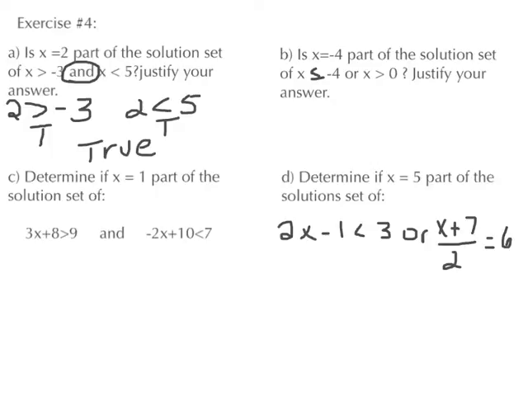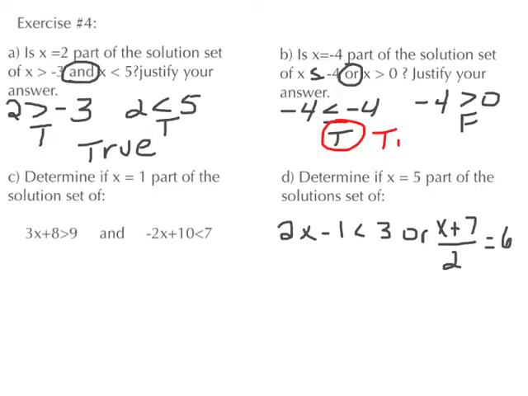Let's look at B. Is x equals negative 4 part of the solution set of x is less than or equal to negative 4 or x is greater than 0? Well, is negative 4 less than or equal to negative 4? True. Or is x, which is negative 4, greater than 0? Well, that is false. But because this is an or statement, and we do have one that's true, this is also a true statement. Remember, with or statements, all we need is one true.